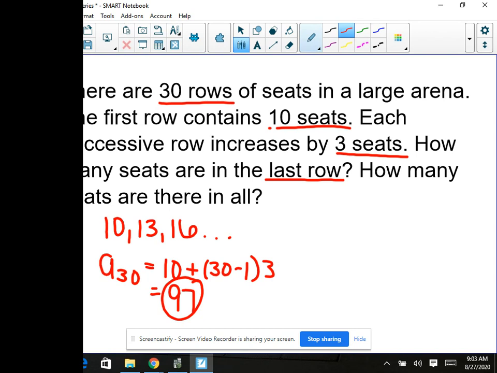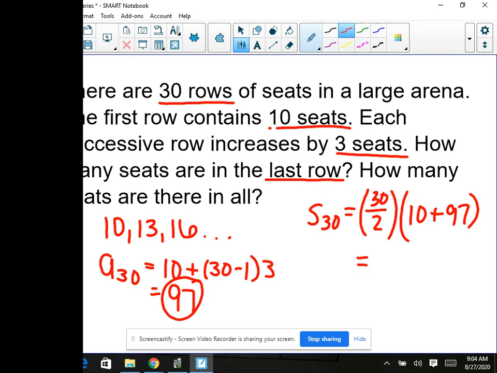That means sum, okay? So the sum of the 30 rows, 30 divided by 2. My first term, which is 10. My 30th row, which is 97. How many seats are we dealing with here?